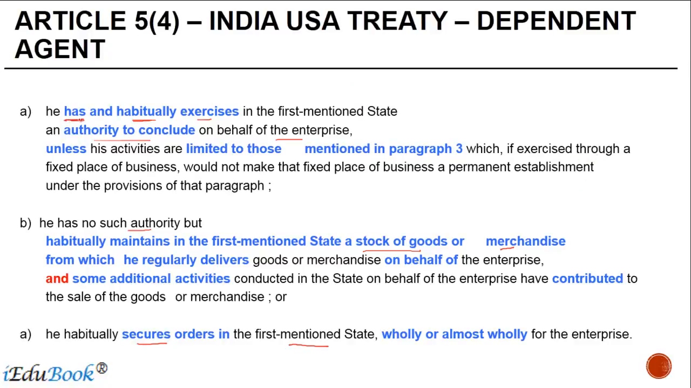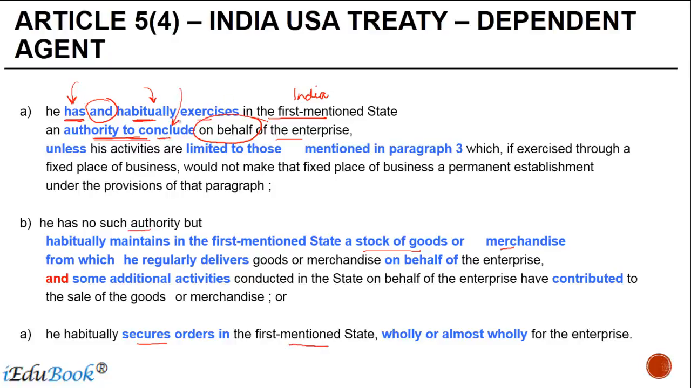So the first clause says he has and habitually exercises in the first mentioned state, which is India, an authority to conclude contracts on behalf of the enterprise. So what this means is that the agent, first of all, should have the authority. Whether it is oral, written, formal or informal, doesn't matter. He should possess the authority. And second, mere possession is not enough. He should habitually exercise that in India. And what's the authority? To conclude contracts.